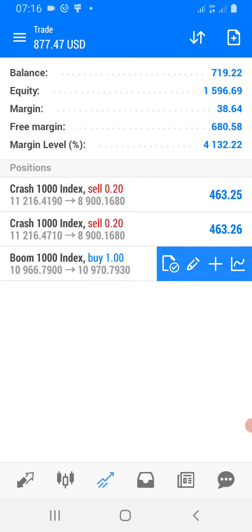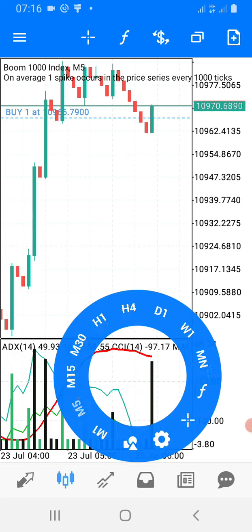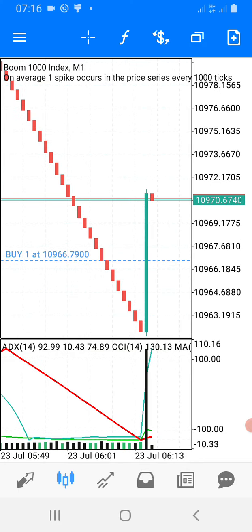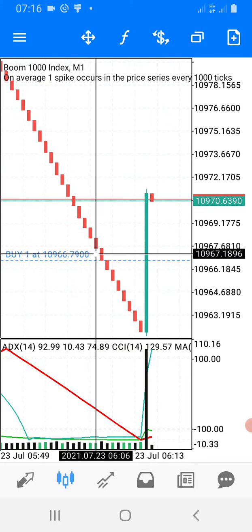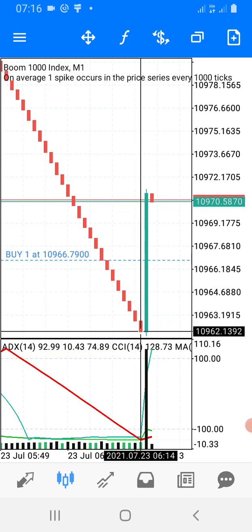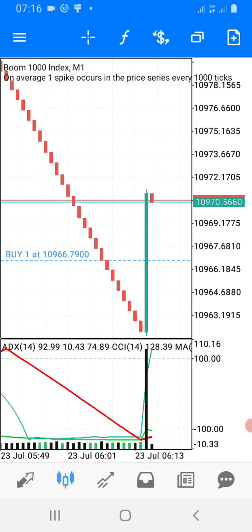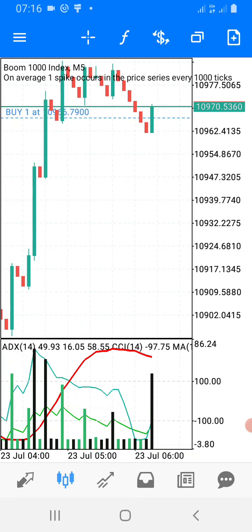Guys, look, I told you we're expecting a spike for Boom 1000, and you see, guys, this strategy is the best strategy you can find for Crash and Boom. Look, we got the spike. I told you the moment it crosses below, it got a spike. Just after 1, 2, 3, 4, 5, 6, 7, it got a spike. You can see, guys, this is how we trade and make money.